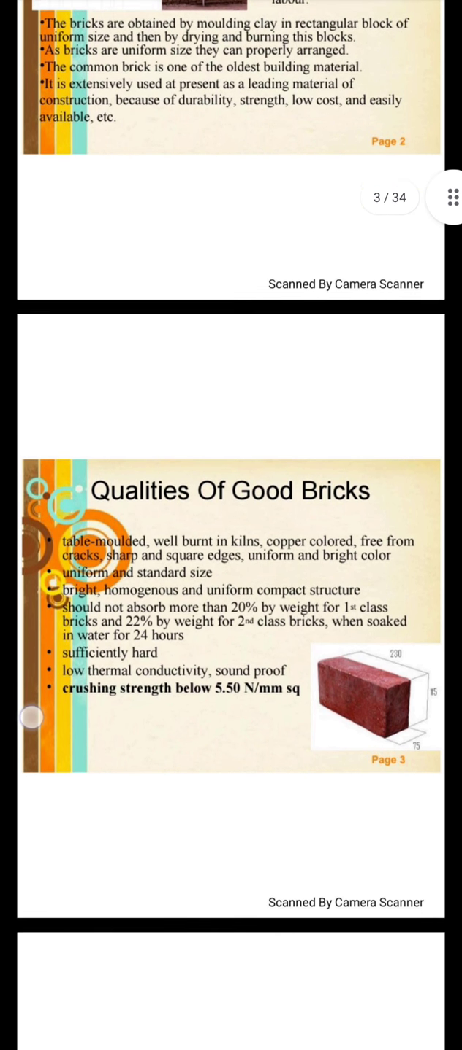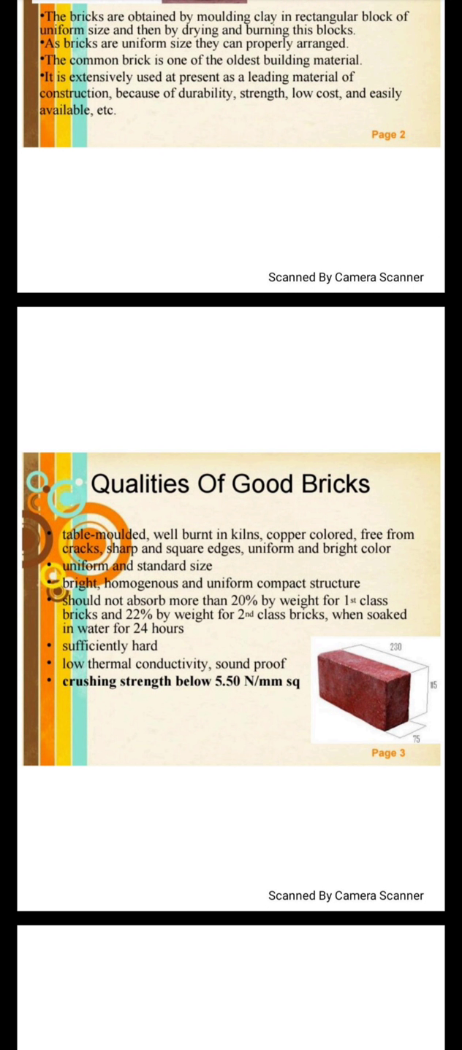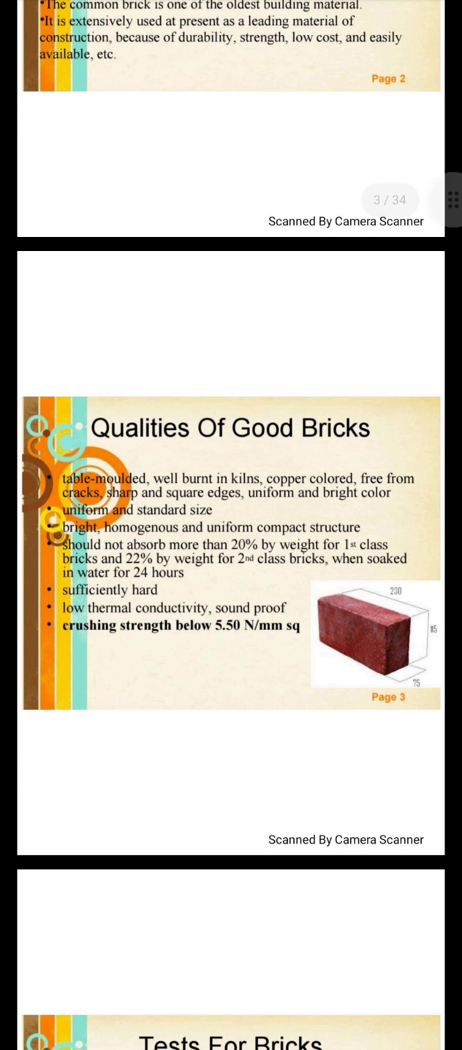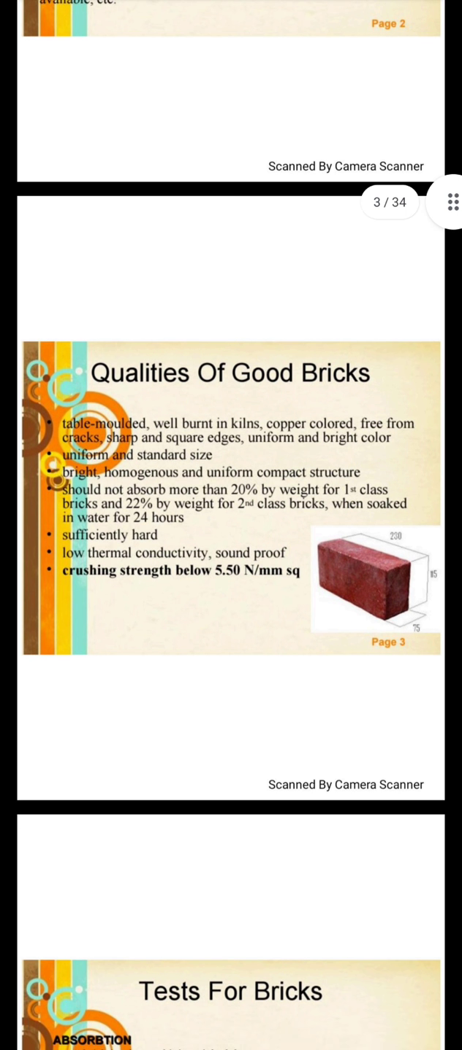Now let's understand the qualities of a good brick. By understanding this, we can consider a brick on different characteristics. Table molded, well burnt in kiln, copper colored, free from cracks, sharp and square edges, uniform and bright colored. These are the qualities of a good brick. The next point is uniform and standard size. The size should be standard and uniform. The third point is a bright, homogeneous and uniform compact structure.